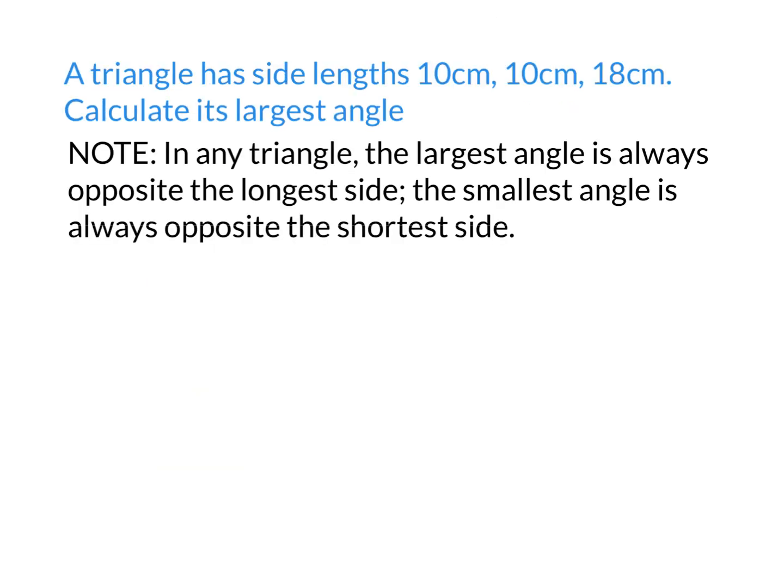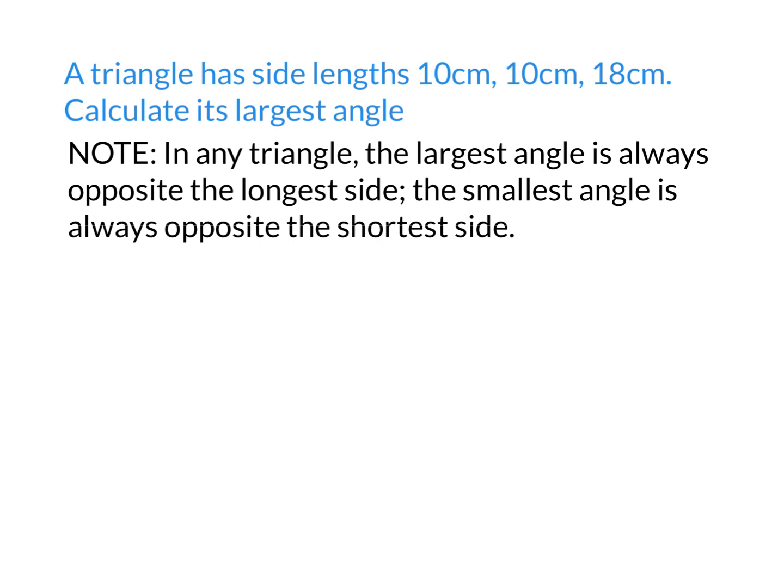So here we're given the question, triangle has side lengths 10, 10, 18 centimeters, calculate its largest angle. So just to help you with this, in any triangle, the largest angle is always opposite the longest side. Similarly, the smallest angle is always opposite the shortest side.